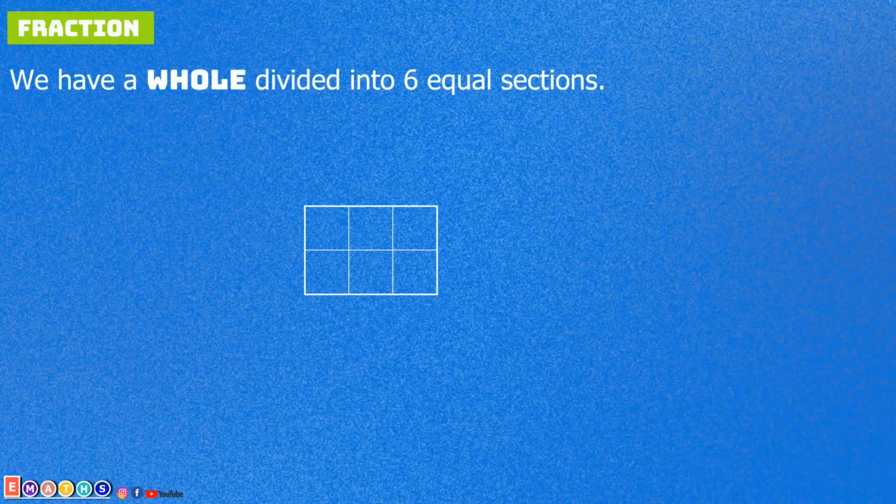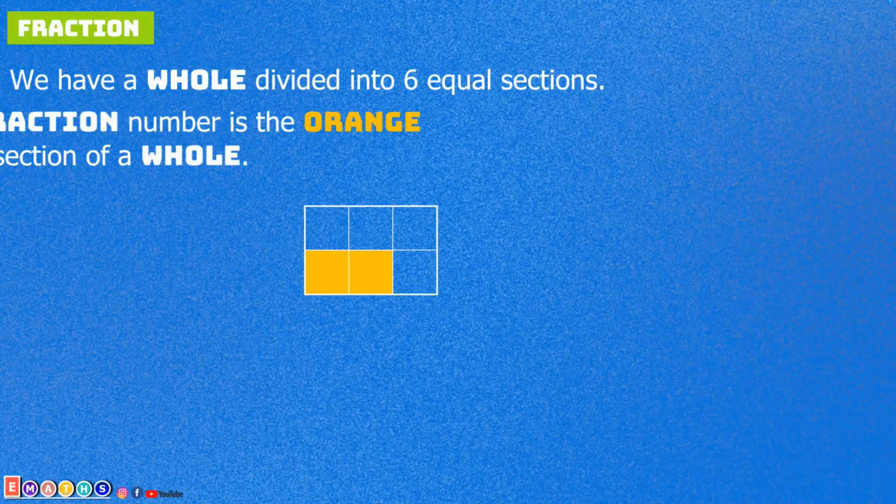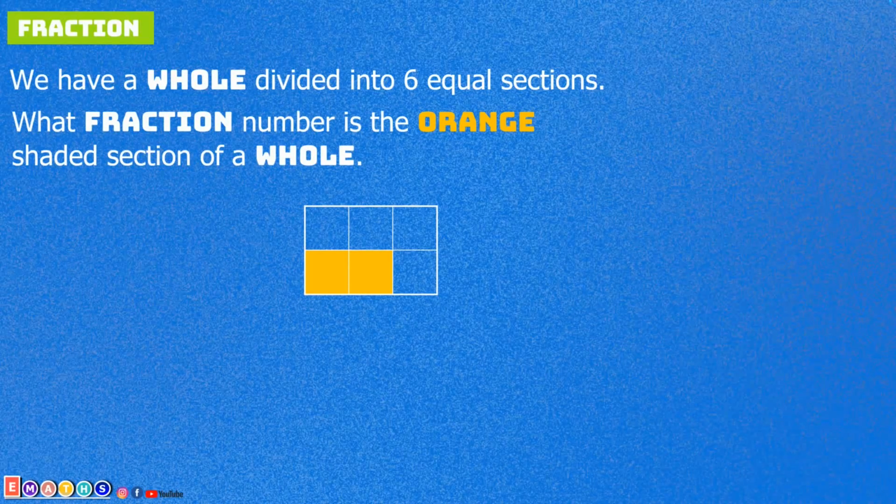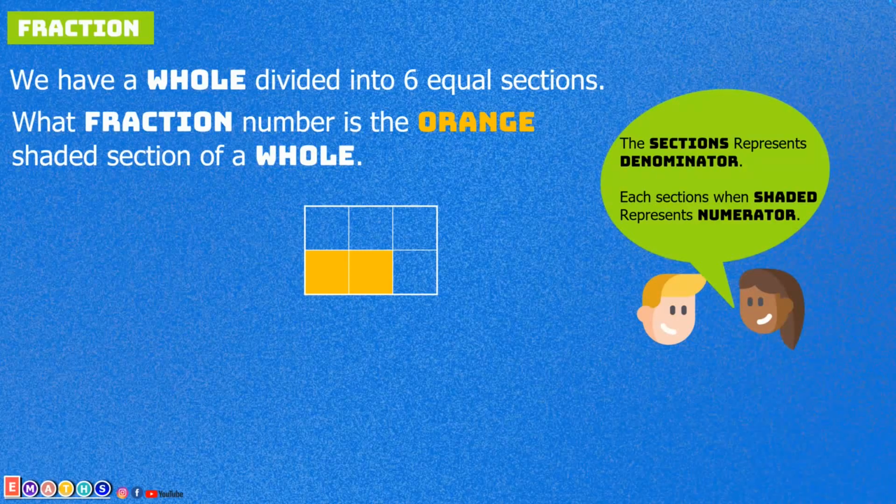One whole divided into 6 equal sections. What fraction is the orange shaded section of a whole? Remember, sections represent the denominator. Each section when shaded represents the numerator. We have 6 equal sections. Only 2 sections shaded orange out of the 6 equal sections.